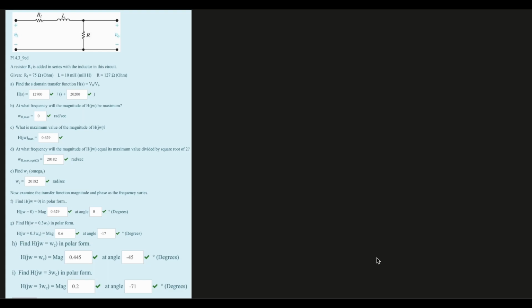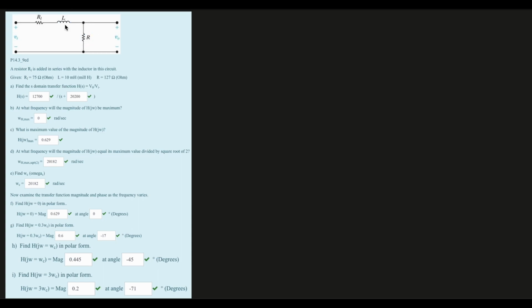We're given a small circuit diagram, looks like an RLR circuit, and we have voltage input and voltage output. So we have these two voltages, and we have the resistor R1, an inductor, and a resistor. Now we're going to want to do this in the S domain, so we need to convert this inductor into the S domain. We know that Z of L is equal to S times L.